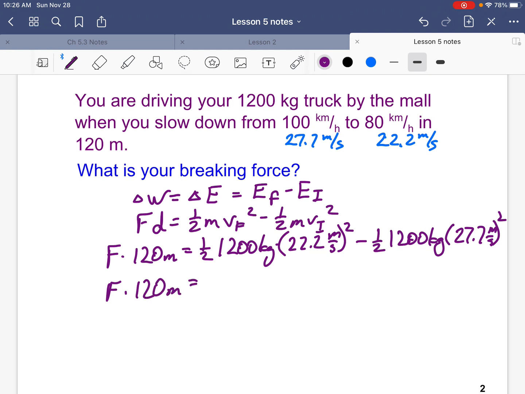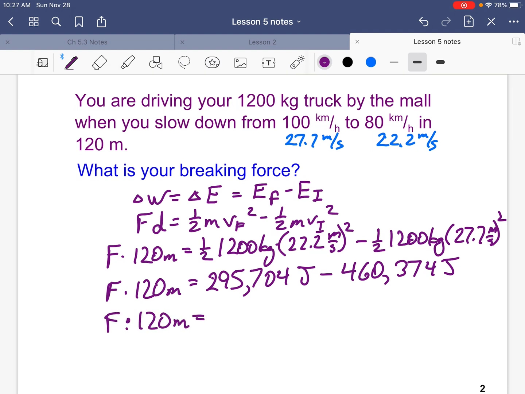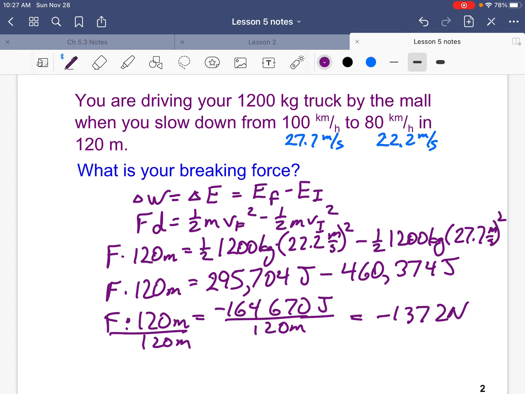Force times 120 meters. Notice this time I didn't divide by d first. 295,704 joules. The joule, not a 5 at the end, my bad. Minus 460,374. And your numbers might be slightly different depending on whether or not you use the round off numbers. Anyway, so force times 120 meters is minus 164,670 joules. So force is minus 1372 newtons. Minus 1.4 times 10 to the 3 newtons. And notice how much easier that is instead of v initial, v final. All right?